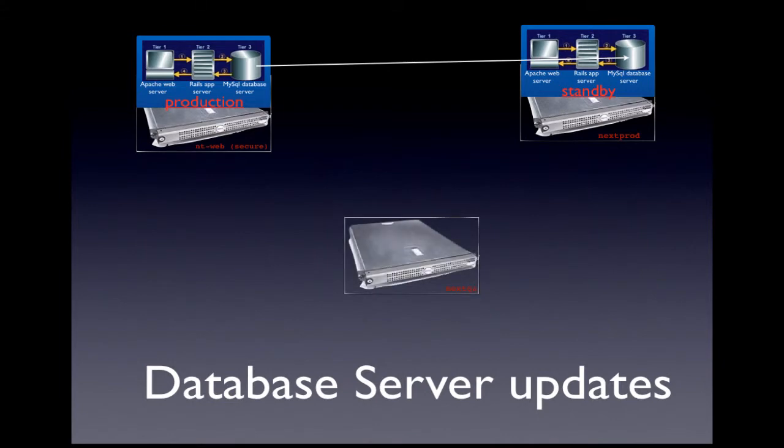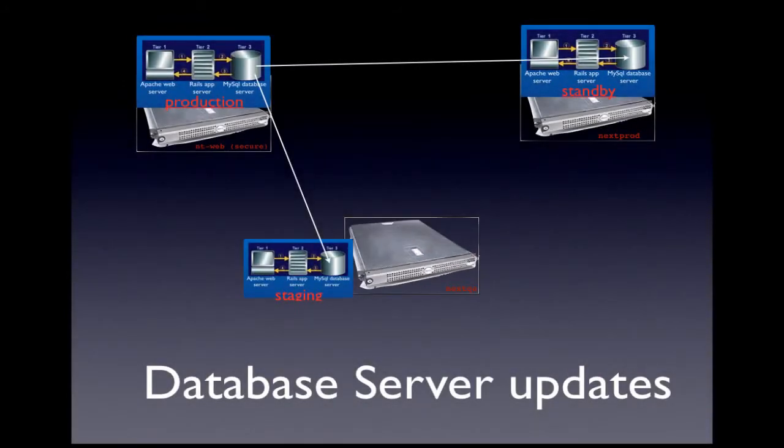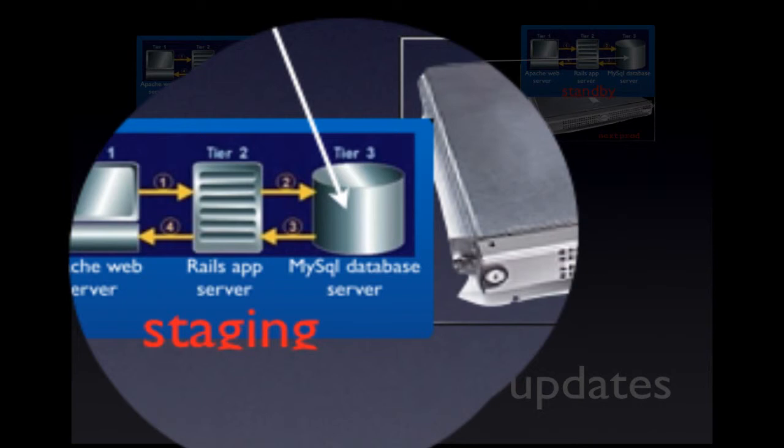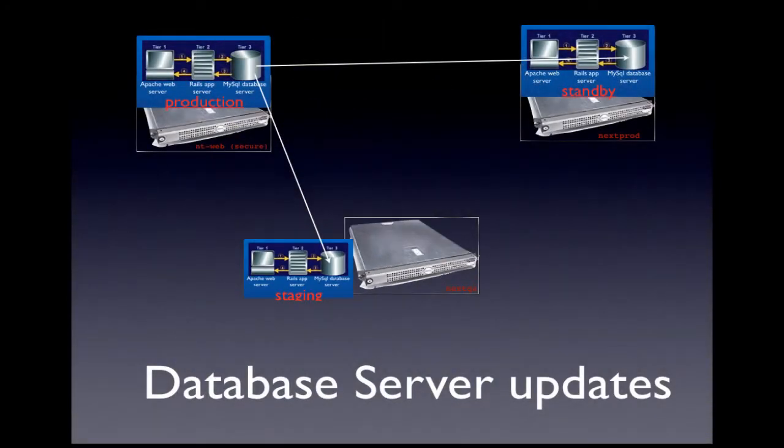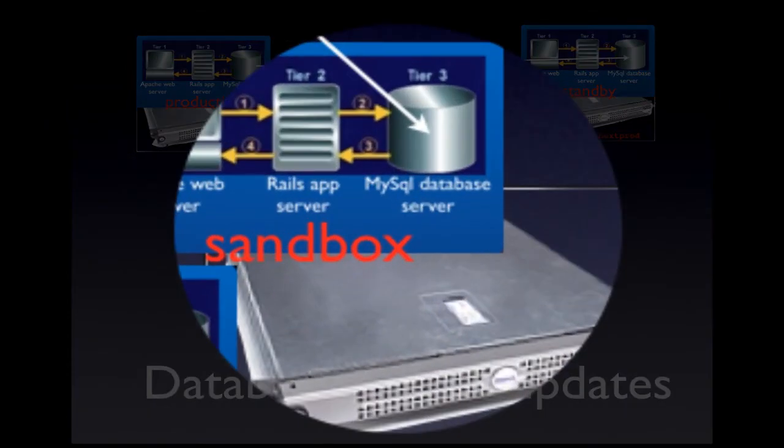We have a third box, the Nextqa physical box, and it hosts the staging server, and we can do the same thing with a single push button or a single command. The programmer can instruct the staging server to refresh itself from the exact copy of the database on the production server. Same thing with the sandbox server. Our sandbox server, with a single push button, can end up with a duplicate exact replica of the production database server.